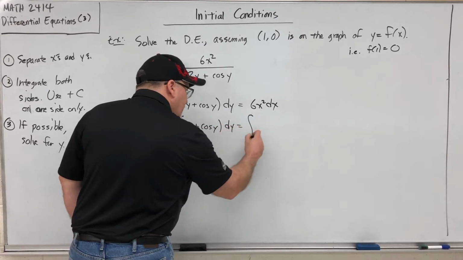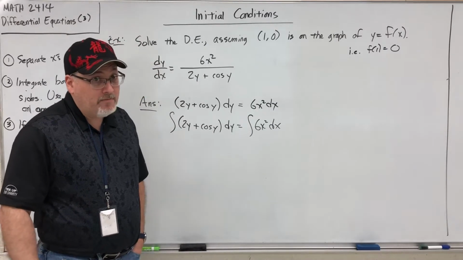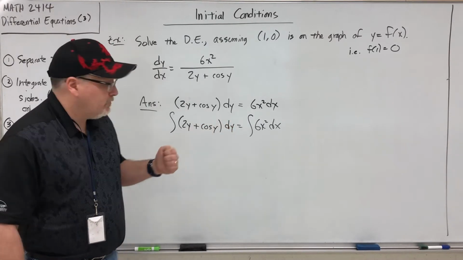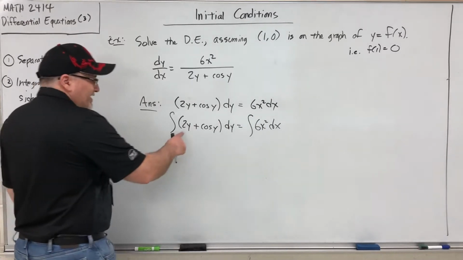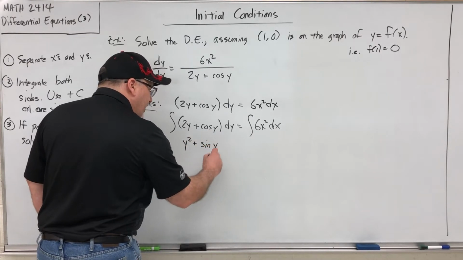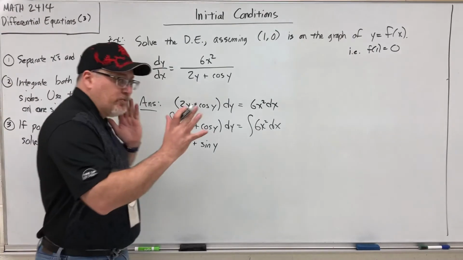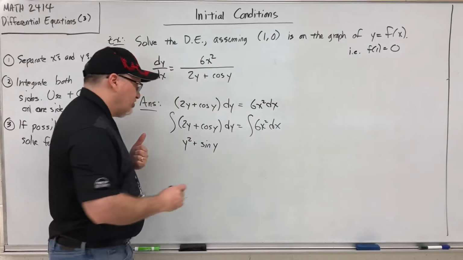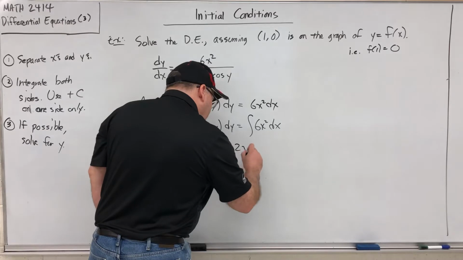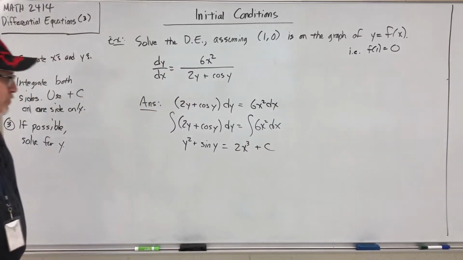These integrals are easy. Just a word of warning: any integration technique you know is fair game. Integration by parts, trig integrals, trig substitutions, partial fractions. But this one's easy. The antiderivative of 2y is y squared. The antiderivative of positive cosine y is positive sine y. And remember, when we're doing this, we only need to use plus c on one side, because if we put it on both sides, we could just put them on the same side and merge them into a single constant. On the right side, we get the integral of 6x squared dx, which is 2x cubed. And then we'll put the plus c there. All right, so the integration wasn't that bad.